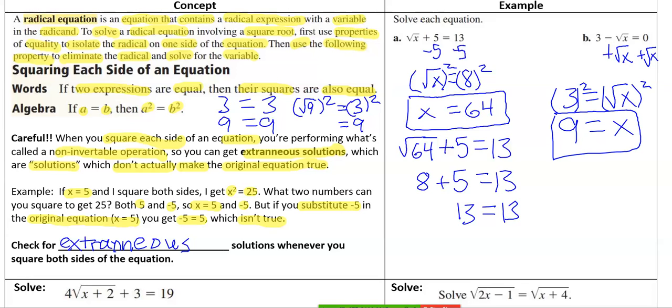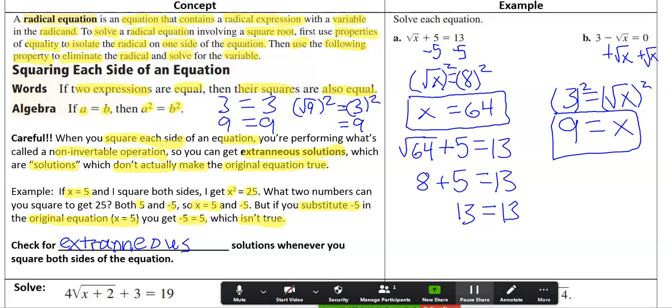So that ends part 1 of 10-3 solving radical equations. I'll see you in a second for part 2.